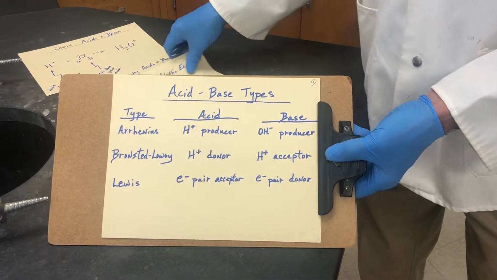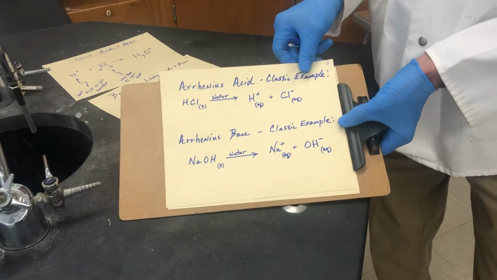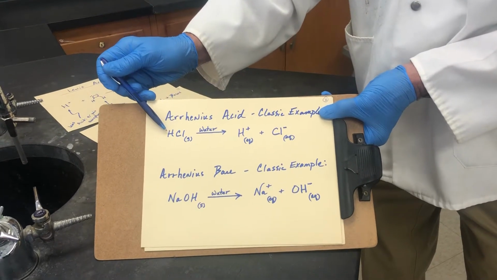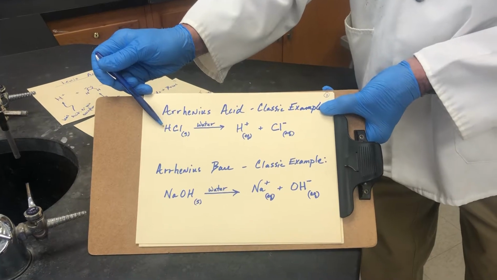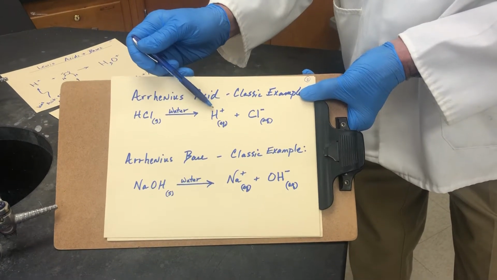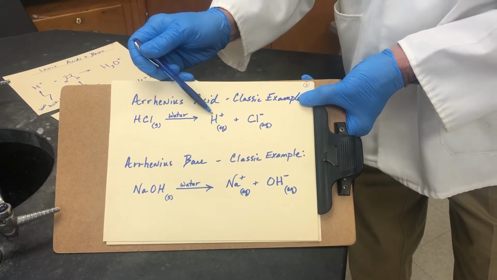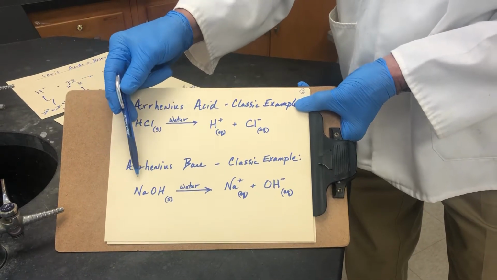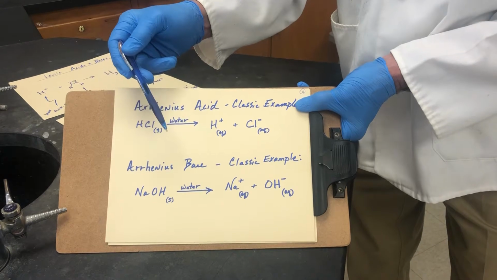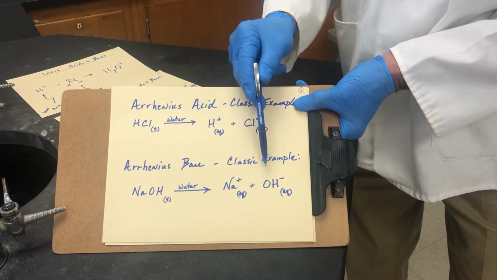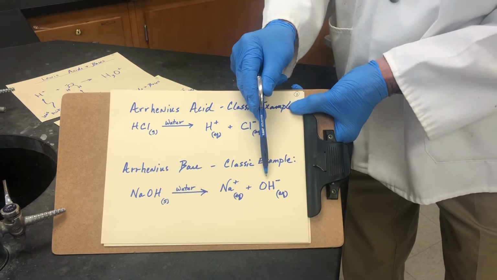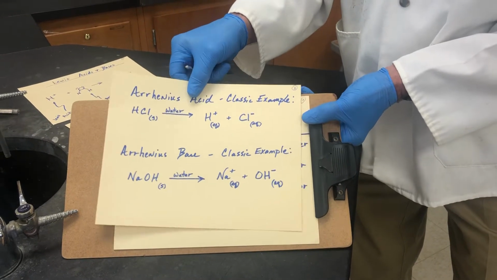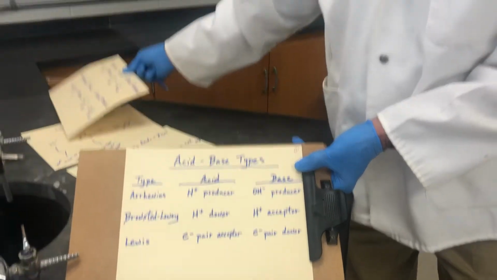How about a quick example of those guys? Good old hydrochloric acid is a classic Arrhenius acid because in aqueous solution, it releases hydrogen ions. A classic Arrhenius base is good old sodium hydroxide, NaOH. It will release hydroxide ions in aqueous solution. All right, so they're pretty straightforward, those Arrhenius acids and bases.